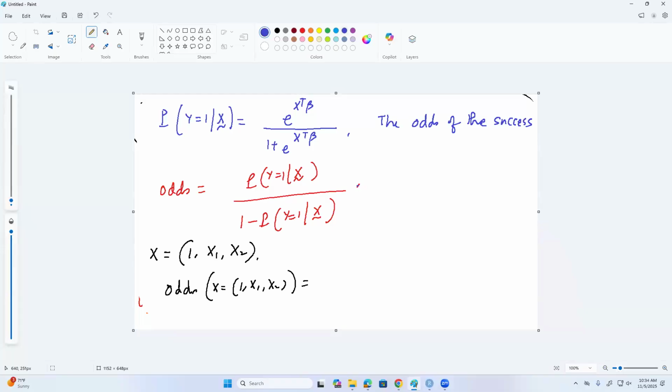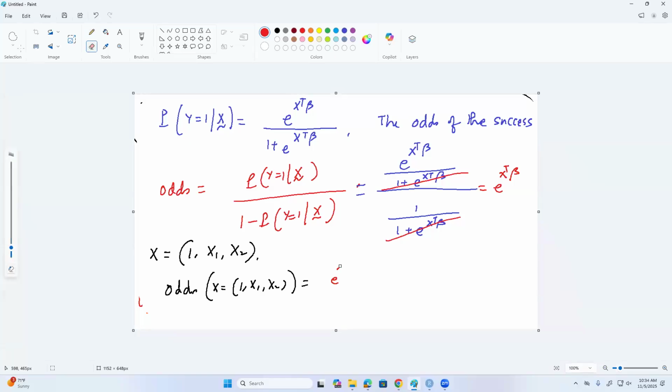if you have the logistic regression here, what happens? It is e to the power x transpose beta over 1 plus e to the power x transpose beta, and the denominator is 1 over 1 plus e to the power x transpose beta. You see there is a cancellation here. So it is e to the power x transpose beta. So the odds here is e to the power x transpose beta, which is beta 0 plus beta 1 x1 plus beta 2 x2.